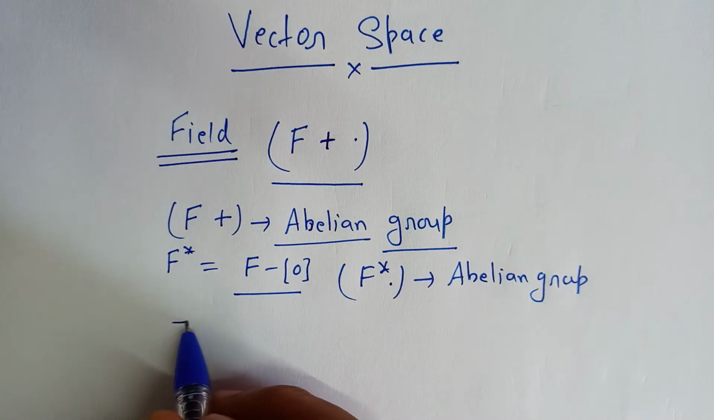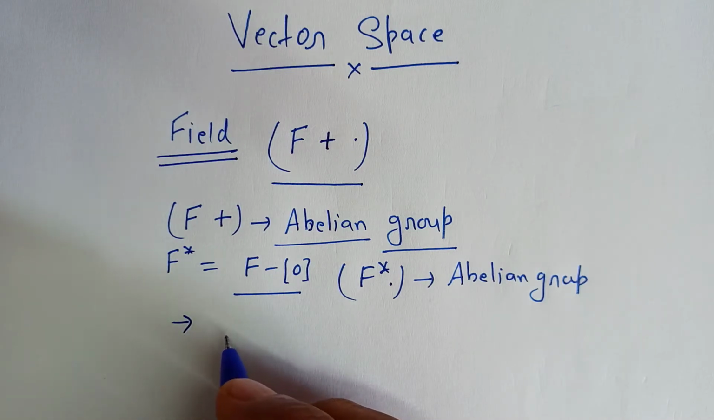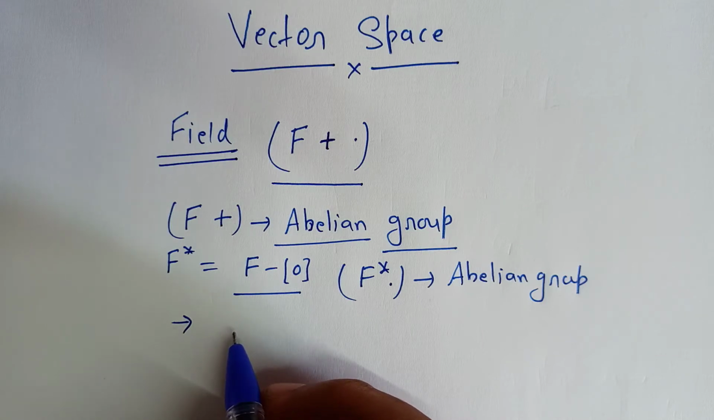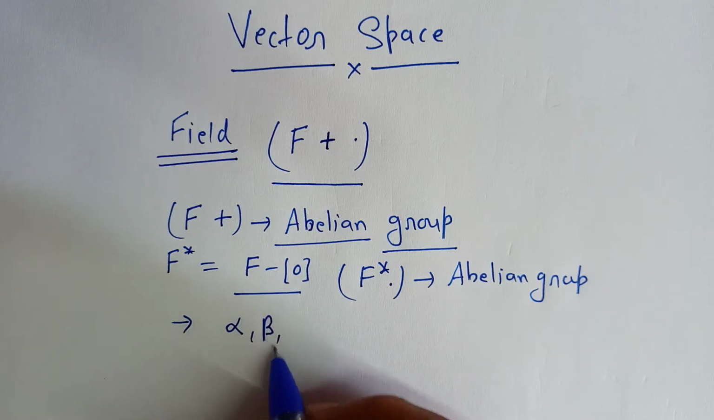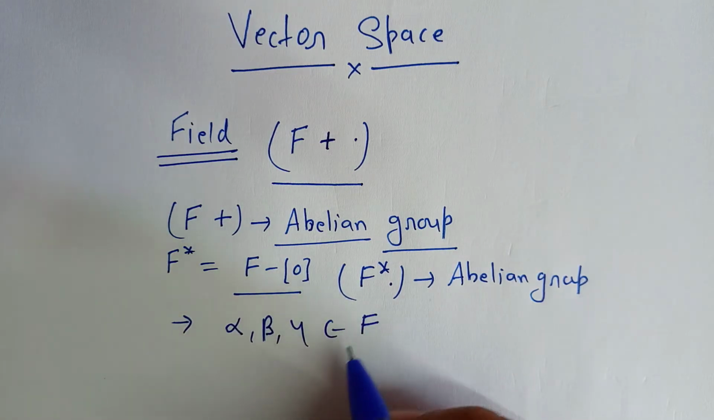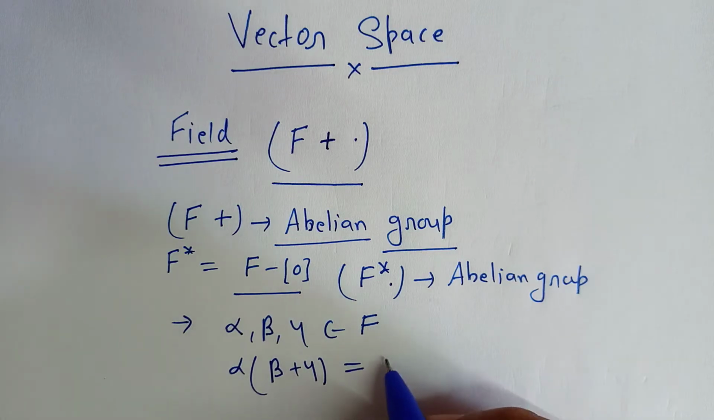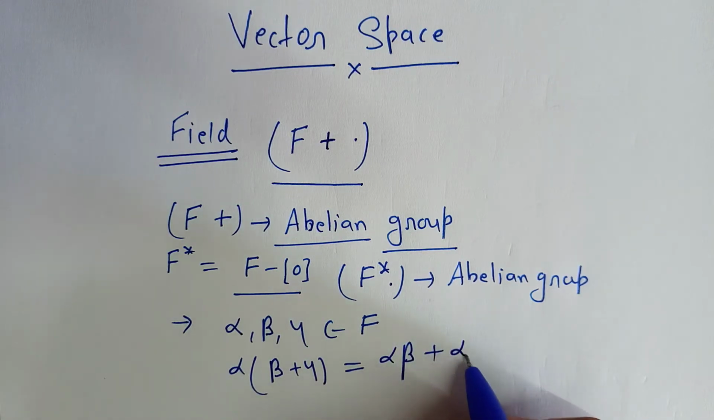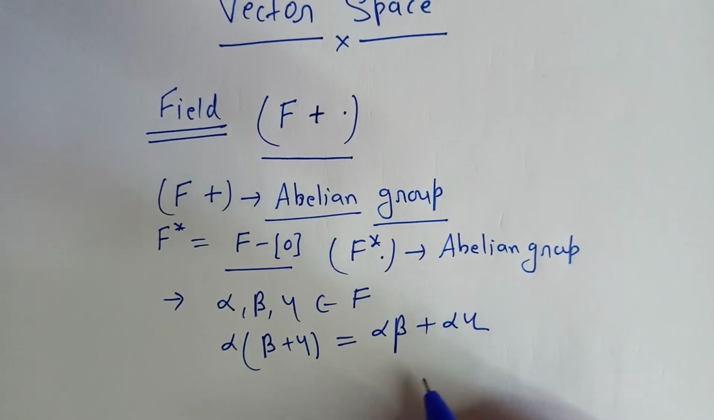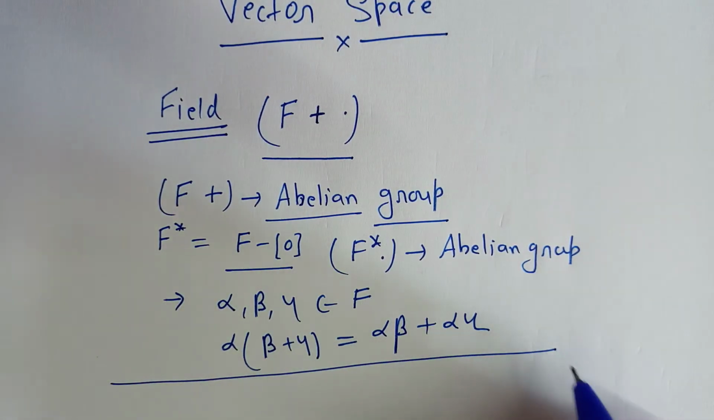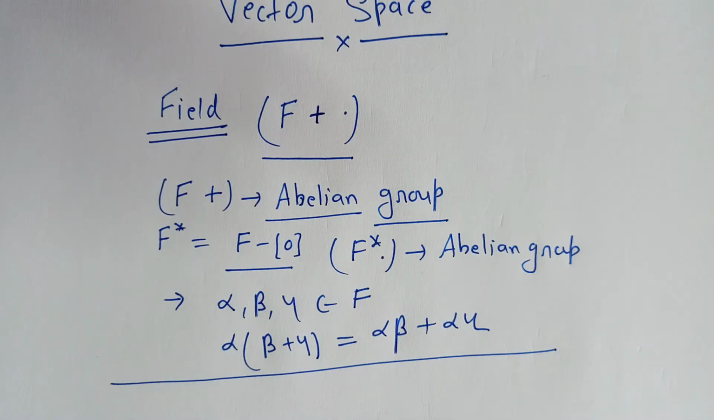And finally one more property we have, the distribution law. Okay, so if you take any scalars, so we get alpha, beta, gamma from the field. So it will be alpha into (beta plus gamma) equal to alpha into beta plus alpha into gamma. So this is the distribution law. So if all three properties are satisfied, then F is the field. Now let us see the definition of vector space.